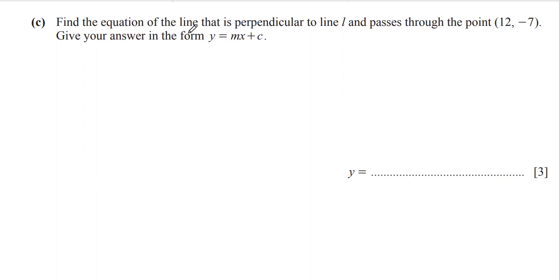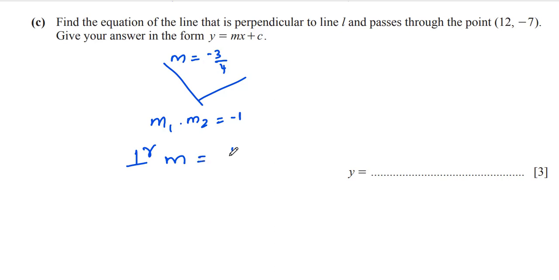Now, what is the third question? Find the equation of the line that is perpendicular to L and passes through this point. Okay, so you have L and the gradient of this is m equal to -3 by 4. Now, they are asking you to find a line which is perpendicular to this. So, if you have two lines perpendicular to each other, their gradients m1 into m2 will be -1. So, what is m2? This is m1.